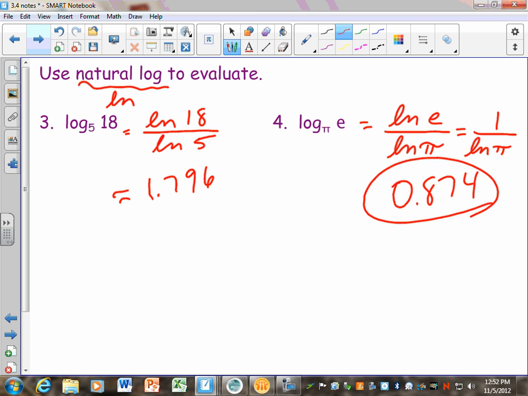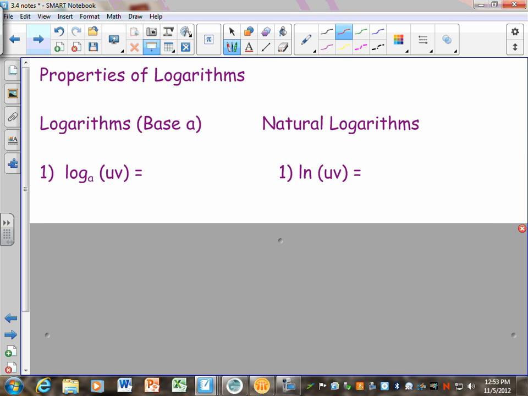The other formulas we're going to use today are the ones that are really important as we're solving equations. And so that's what the main focus of your homework is. So let's just write these out and then we'll practice a few.